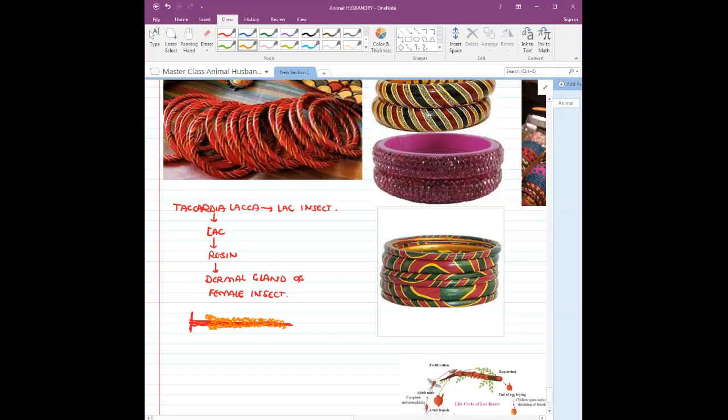And guys, this is the thing. When this lac comes in contact with air, it is going to harden and become the lac that we are looking for. So this thing hardens in contact with air, and this is the final lac that we are going to get. Then this lac can be treated with heat once again, and you can add different colors to get different things.